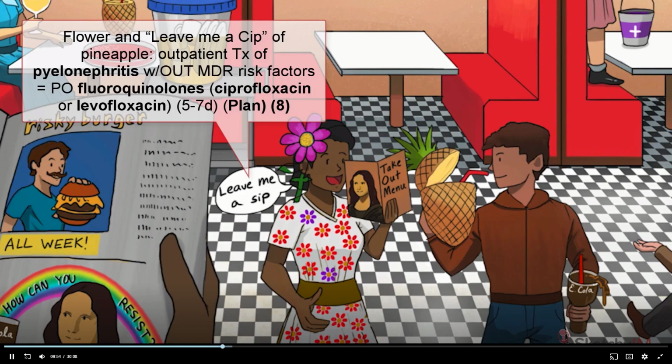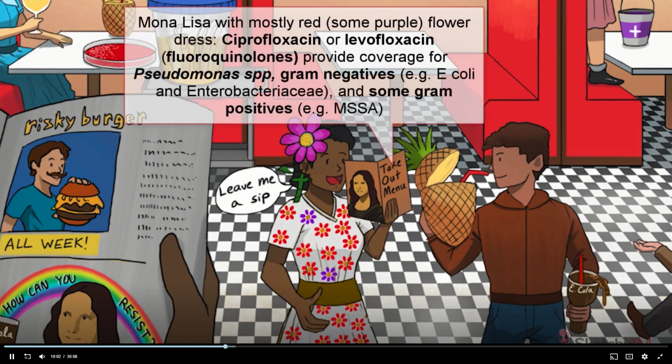Specifically, we treat with ciprofloxacin or levofloxacin, hence the phrase, leave me a sip. Cipro and Levo specifically provide coverage for Pseudomonas, which is why we've brought back Mona Lisa on the menu. In general, fluoroquinolones have lots of gram-negative coverage, perfect for destroying E. coli and its gram-negative Enterobacteriaceae friends.